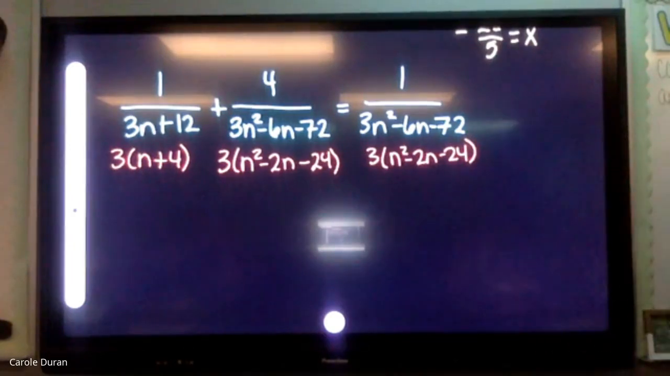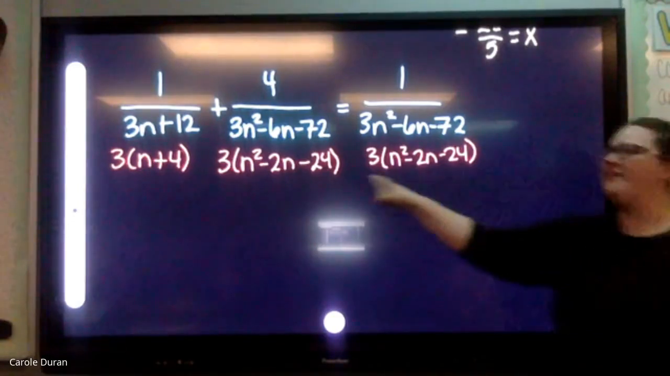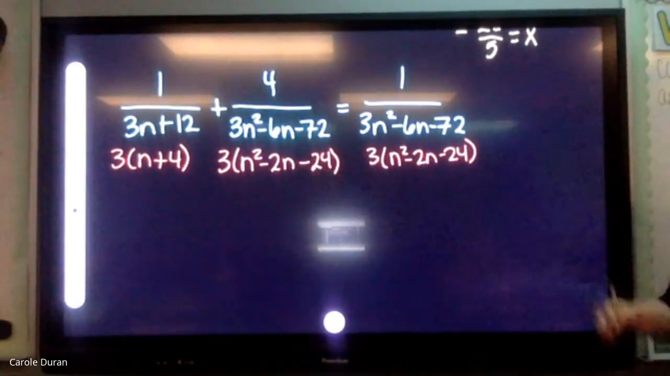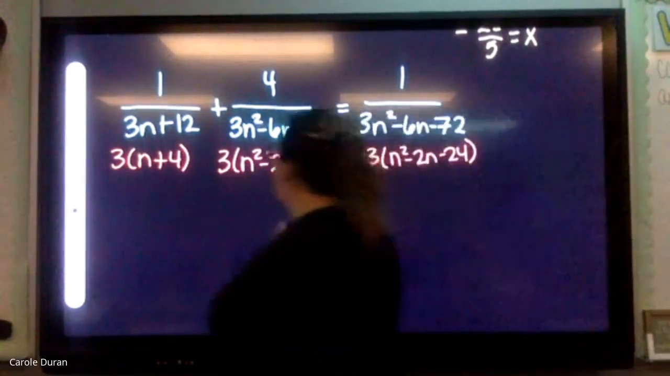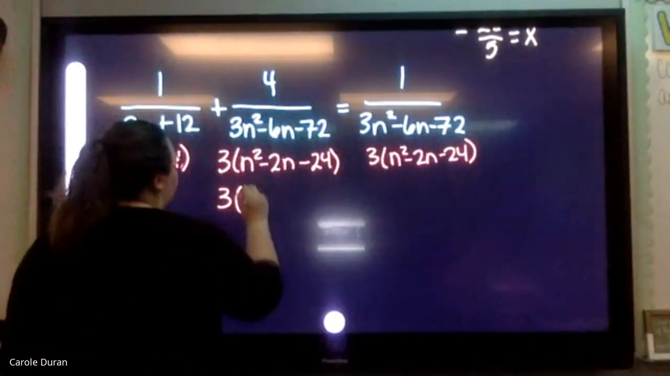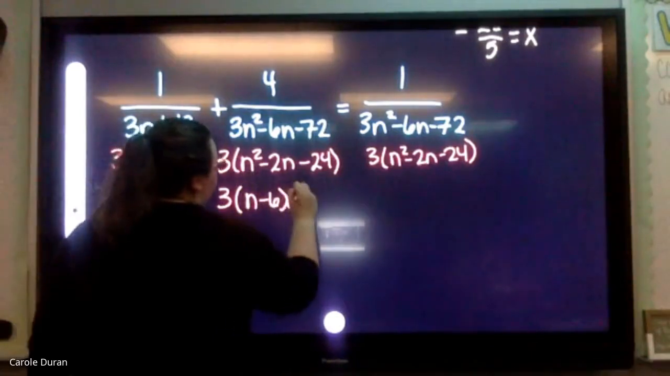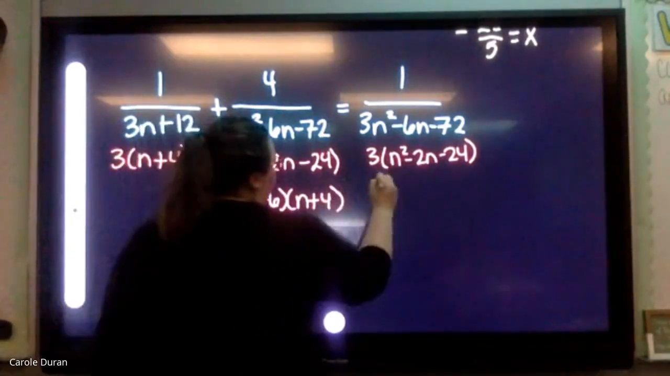Are all of my denominators broken down into their smallest elements? No, I still have 2 quadratics left. So I still need to factor that n squared minus 2n minus 24. What 2 numbers multiply together to get -24, but add to get -2? -6 and 4. So these break down even further into 3 times n minus 6, n plus 4.